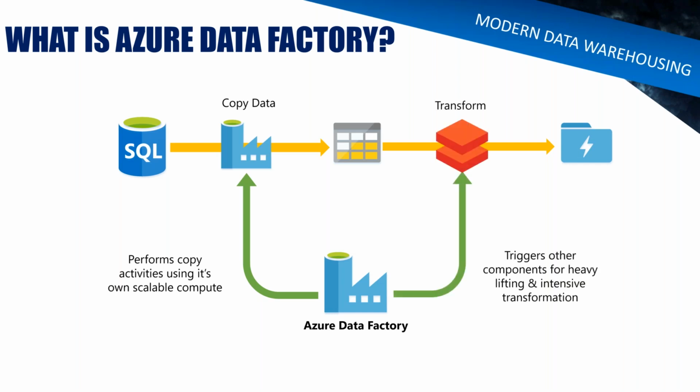Then on the flip side, you've got transformation, and that's normally done by something else. So that's Data Factory saying it's not going to do the work itself. It's going to trigger other things. It's going to call a stored procedure. It's going to tell Databricks to go and do something. It's going to trigger a load into Azure SQL Data Warehouse. It's getting other things to do the work for it.